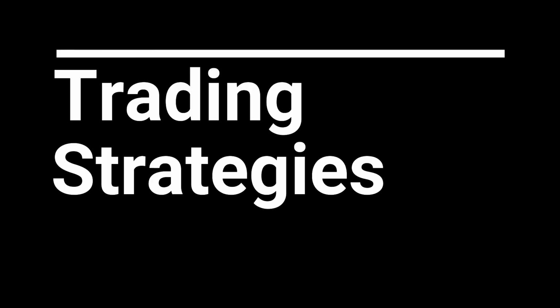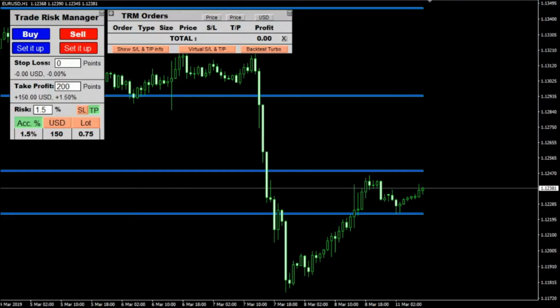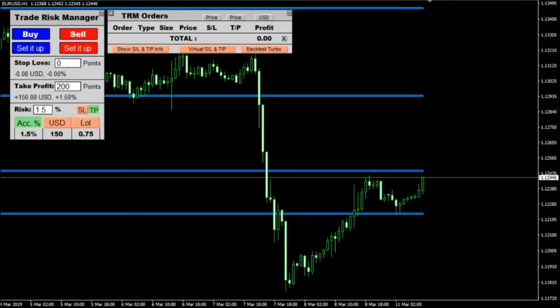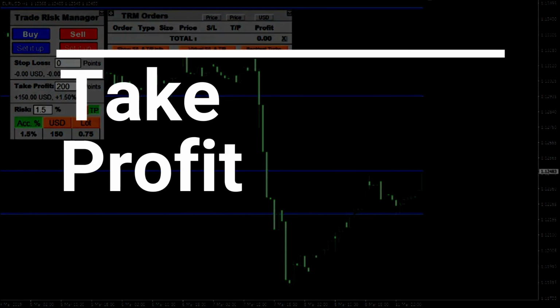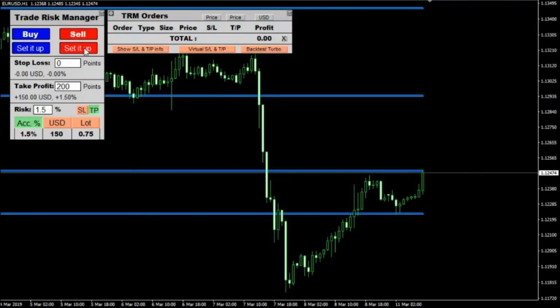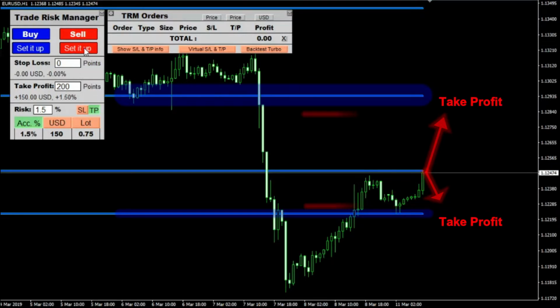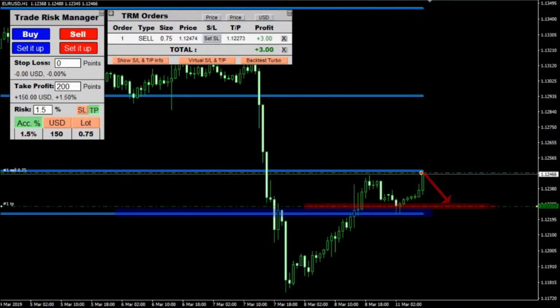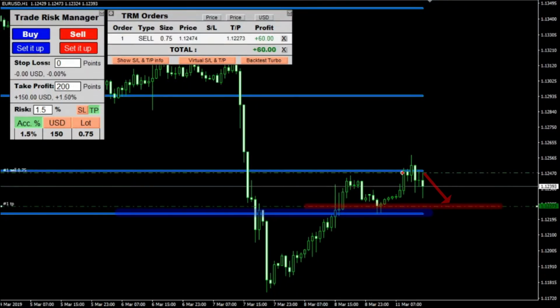Trading strategies. Now we are going to see some simple but highly efficient strategies you can use using those levels. Take profit. When you set your take profit above or below certain levels, you are more likely to touch it, mainly because the price wants to test that level. So, setting your profit target some pips before will ensure you exit with profits.